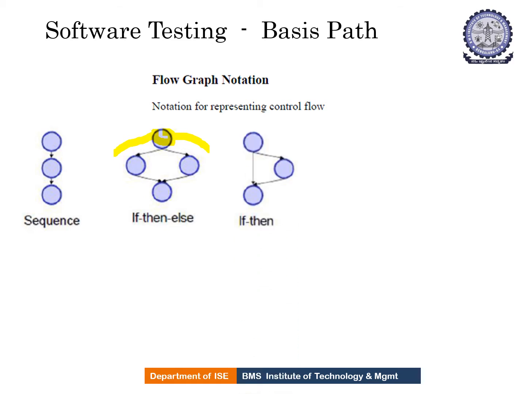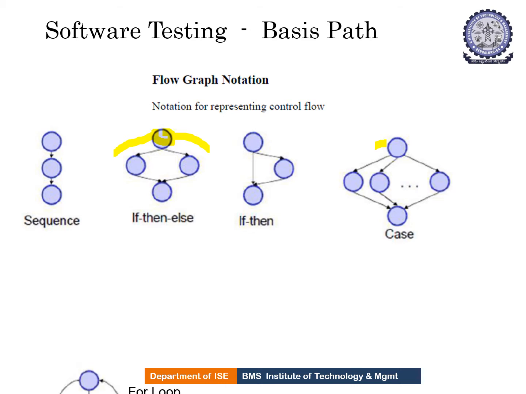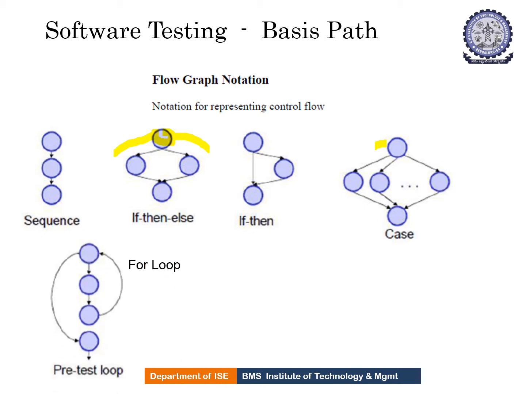This is only if then. Suppose we have only one path. If this is true, it comes like this. If it is false, it comes like this. So this is if then. This is case. Suppose if any of these is true, then it will go to line number 1. If it is true, line number 2. If it is true, line number 3, and so on. So based on the case, it goes to a particular program segment to execute. So these are some of the flow graph notations.